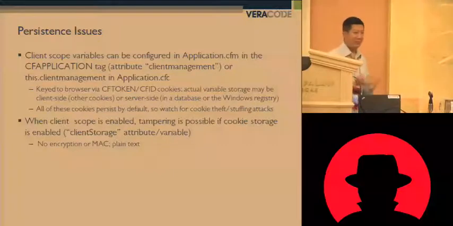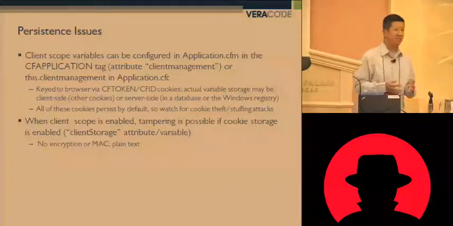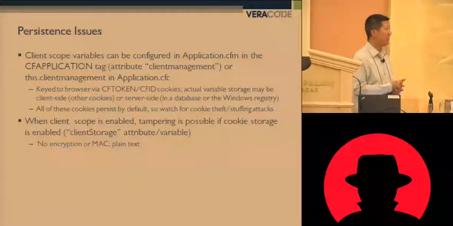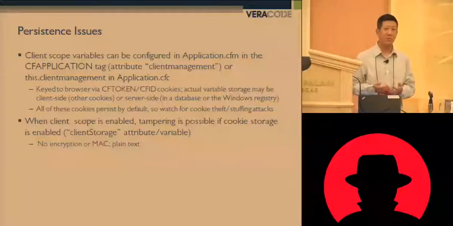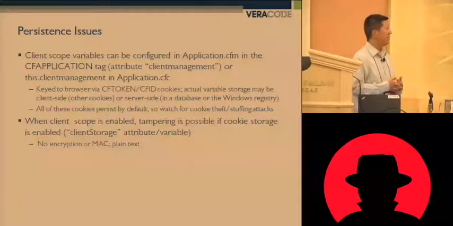And then finally, before we get into the Java stuff, persistence issues. We talked about the client scope before and the fact that you could configure that to be using the registry or the cookies. And essentially, if you have client management enabled and you have client variables set to use cookies, then tampering is always going to be possible. You can poison any cookie.